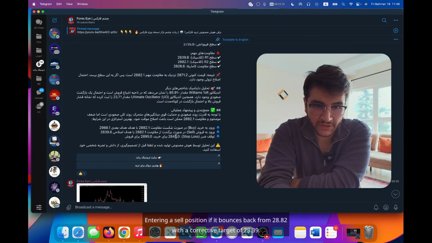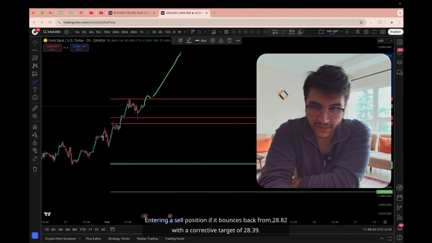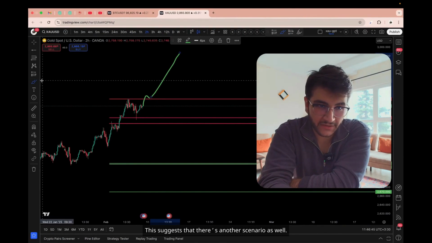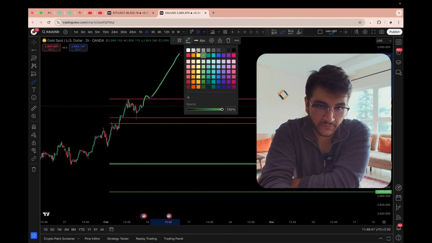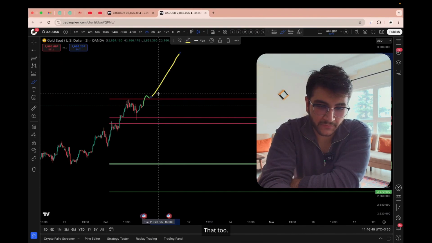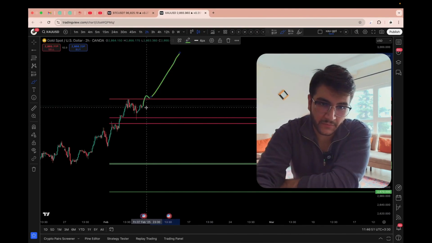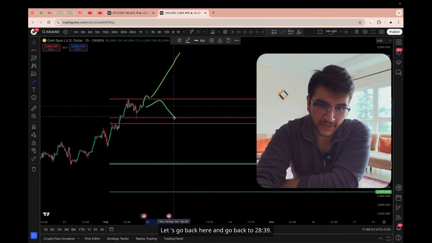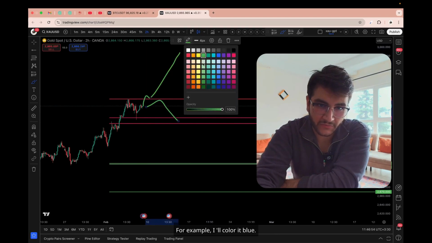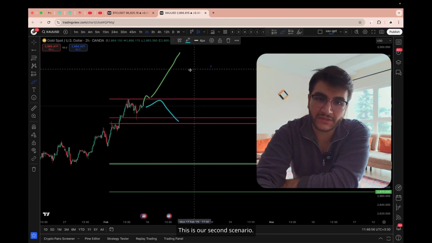Enter a sell position if it bounces back from 28.82 with a corrective target of 28.39. This suggests that there's another scenario as well. Let's go back here and go back to 28.39. This is it. For example, I'll color it blue. This is our second scenario.